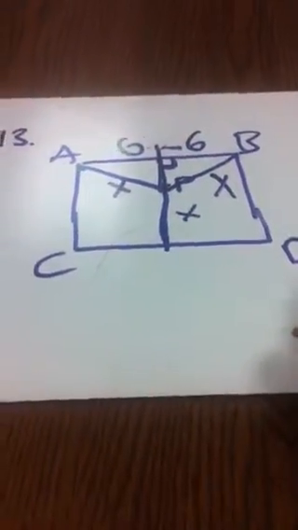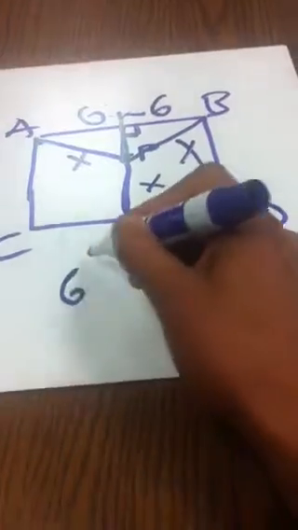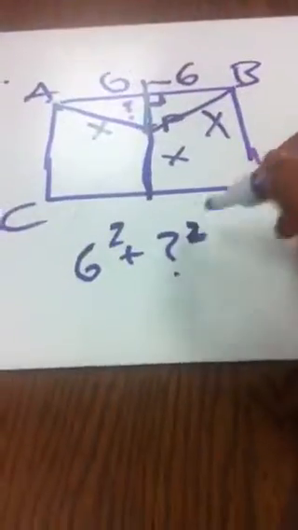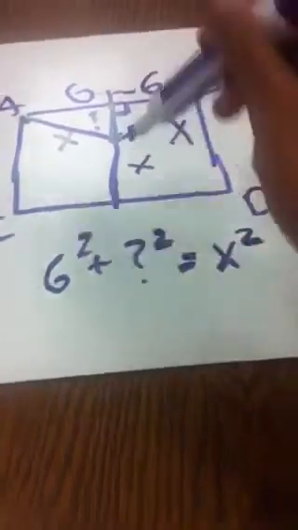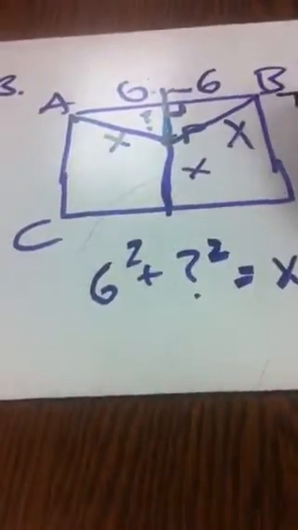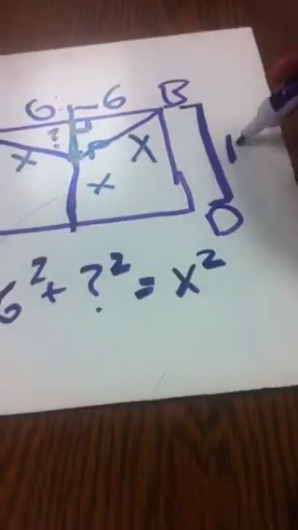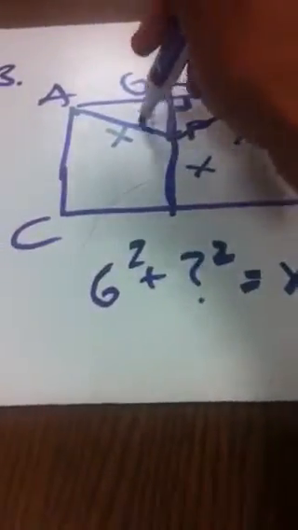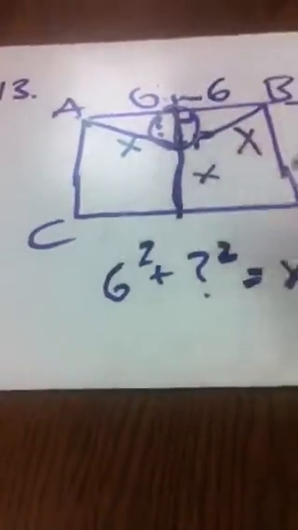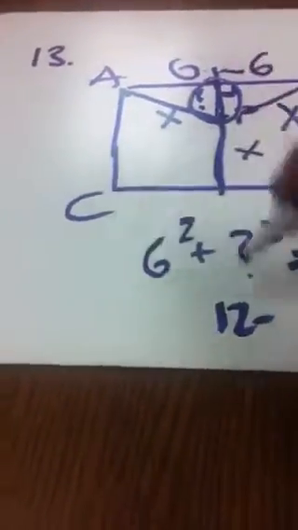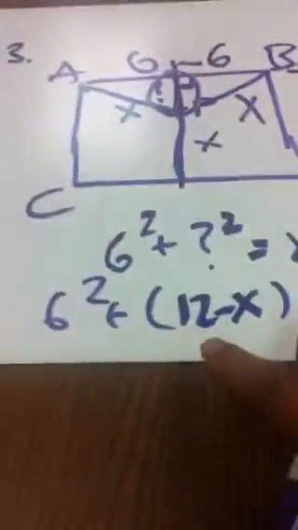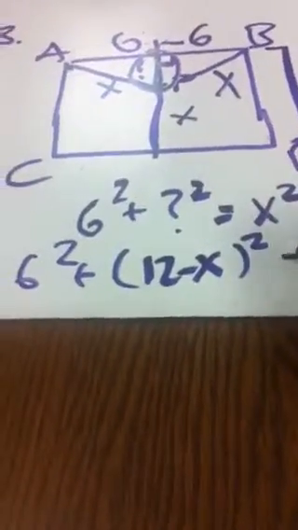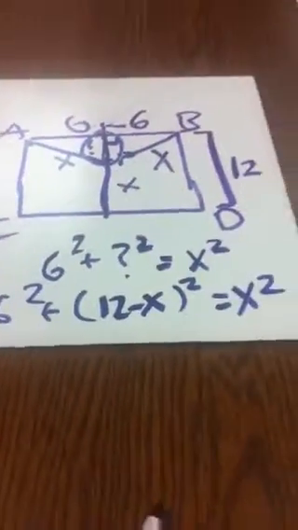Now let's set up our Pythagorean theorem. We're going to go with 6 squared plus this question mark, I don't know what this is yet, squared, equals x squared. But we do know what this question mark is because it tells us this is a square, so we know going through here that this is 12. So this line segment must be 12 minus x. Now we have 6 squared plus (12 minus x) squared equals x squared.